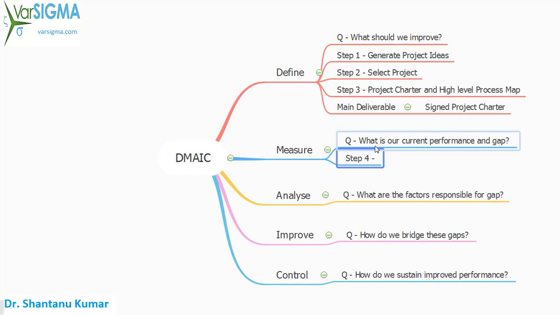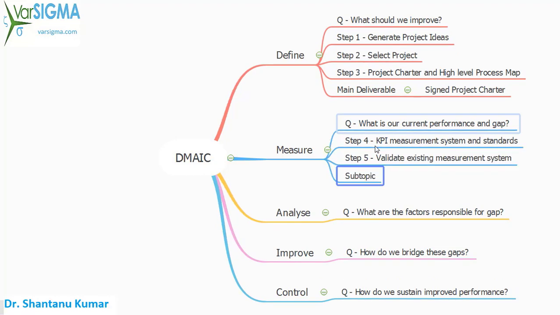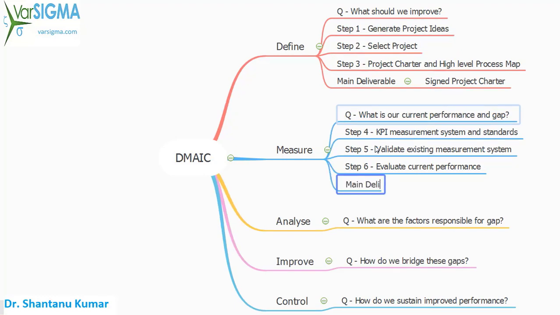In measure phase, the first step is to review the existing measurement system and the performance standards of the key performance indicator. Once we have reviewed the existing measurement system, we would like to validate it to establish reliability of the data collected. And if we can trust the data that we have collected, we would use that data to evaluate current performance. The main deliverable of measure phase is baseline performance.